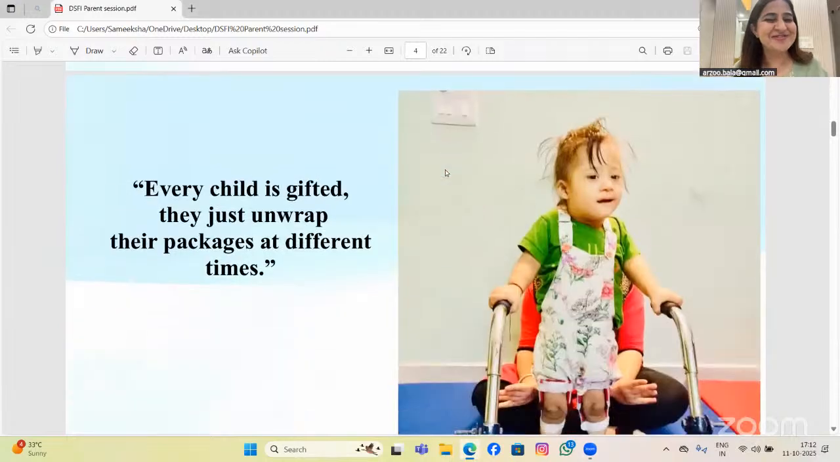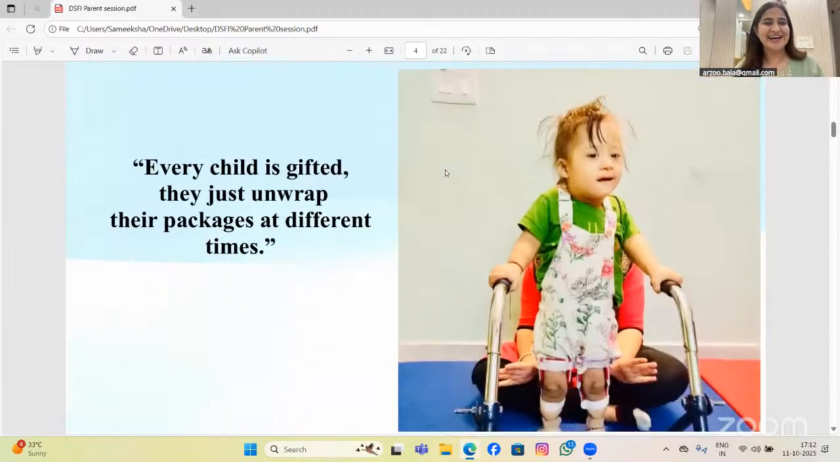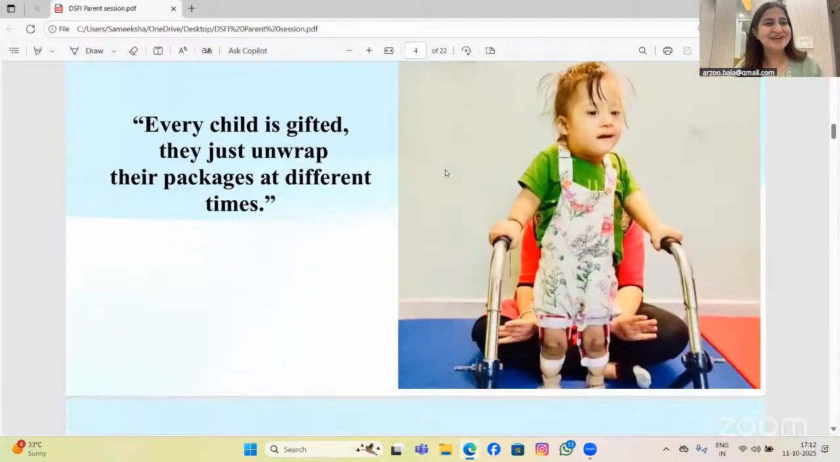I always say that every child is gifted, they just unwrap their packages at different times. So never ever feel, oh, my child will not achieve that, my child will not do this. No, you always have to keep in mind that my child will do it at the right time.